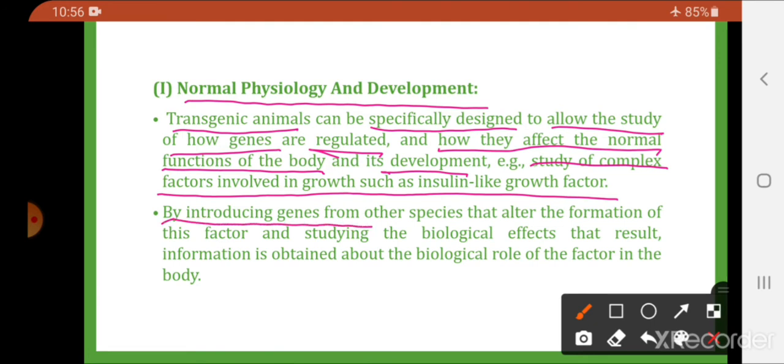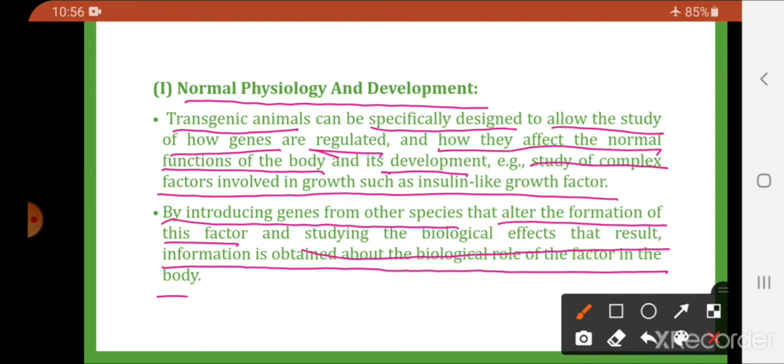By introducing the genes from the other species that alter the formation of this factor and studying the biological effects that results, information is obtained about the biological role of the factor in the body. So अगर say for example insulin like growth factor की genes हमने कोई दूसरे species में enter की, so now that species will form that factor and we can study the effects which results from the addition of that factors.